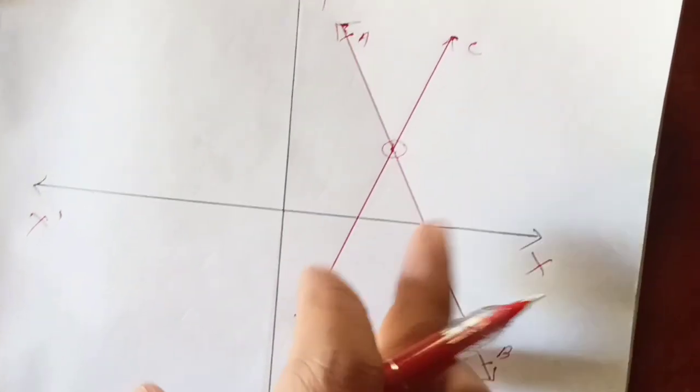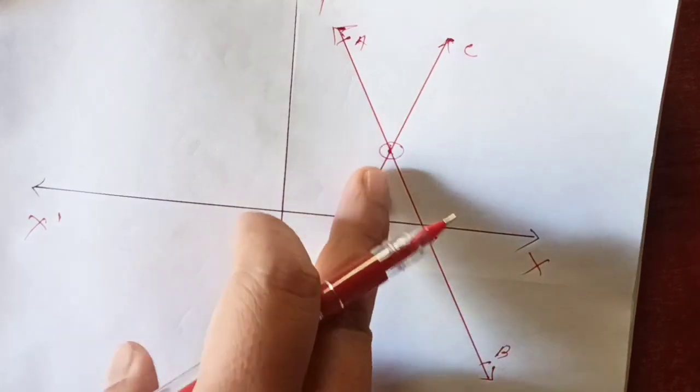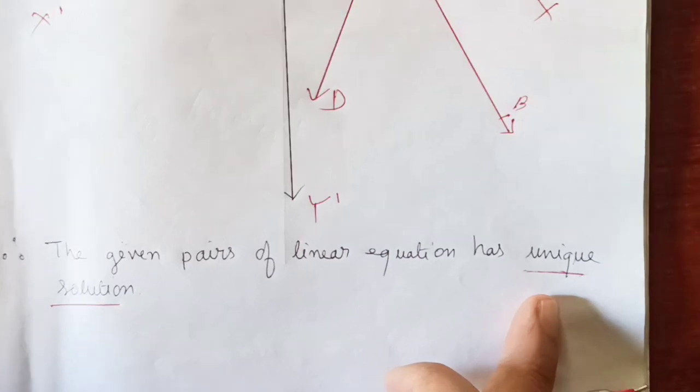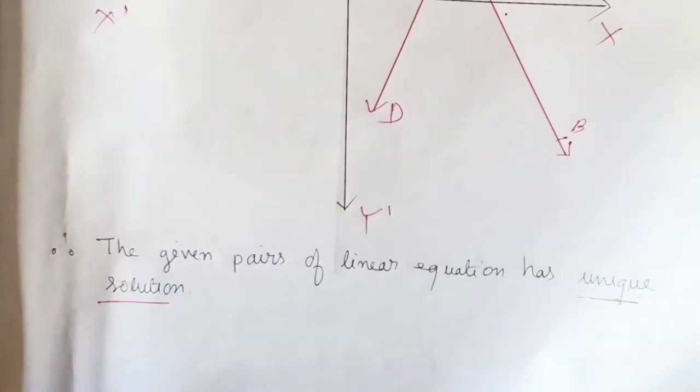So remember such type of graph, if the two lines intersect, we should say that the given pairs of linear equation has unique solution.